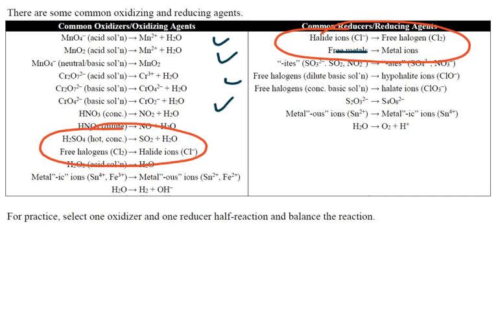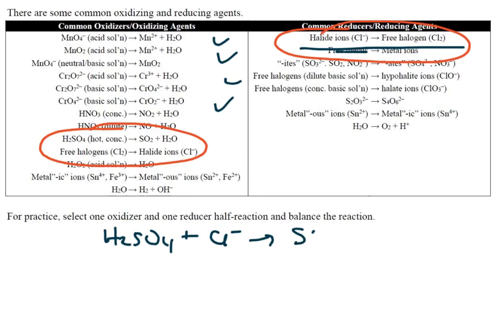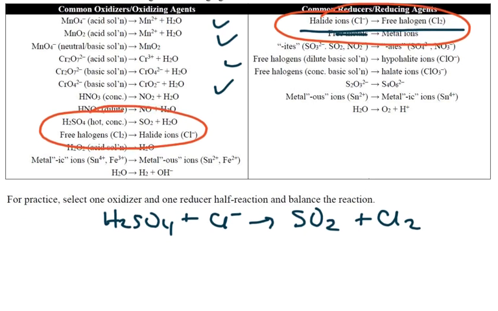So let's say we had some sulfuric acid. And I'm sorry, not that. I'm going to do the halides here. Okay, sulfuric acid, and let's say I mix it with some chloride, like hydrogen chloride, hydrochloric acid. Then what's going to happen? My sulfuric acid is going to turn into SO2 and water, but we'll put that in later. And the chloride is going to turn into chlorine.